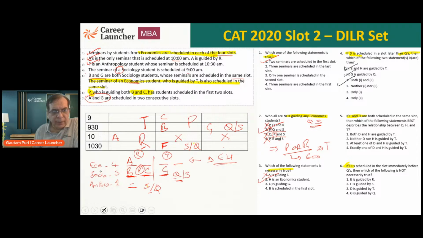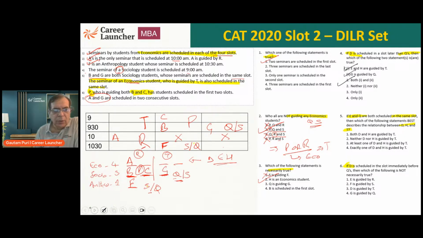Oh, that's F now. Okay. If E and Q are both scheduled in the same slot, then which of the following statements best describes the relationship between D, H and T? E and Q are in the same slot. Okay. So where is E?